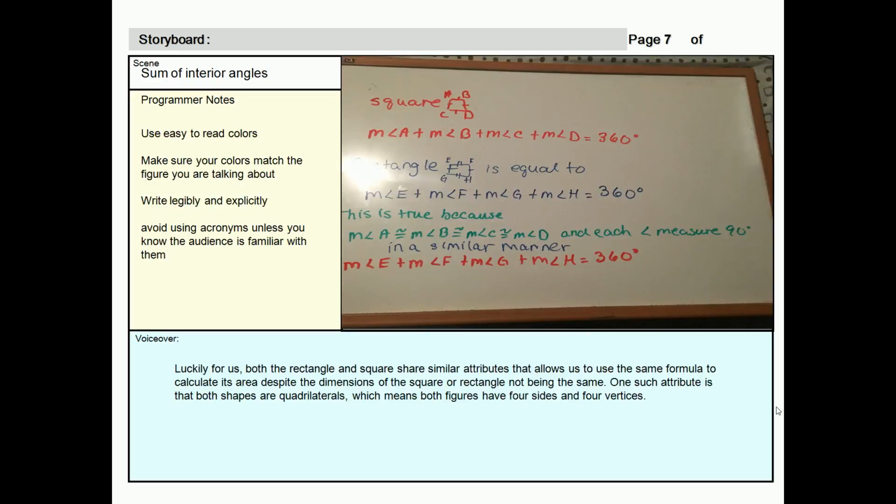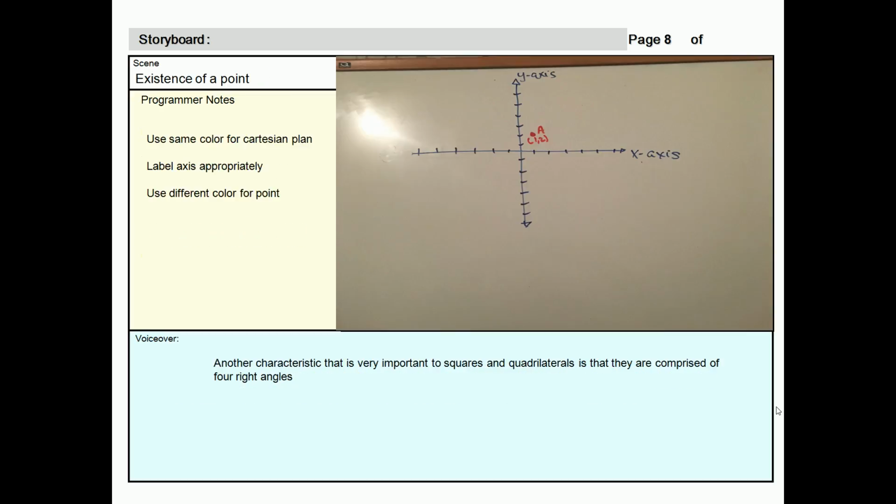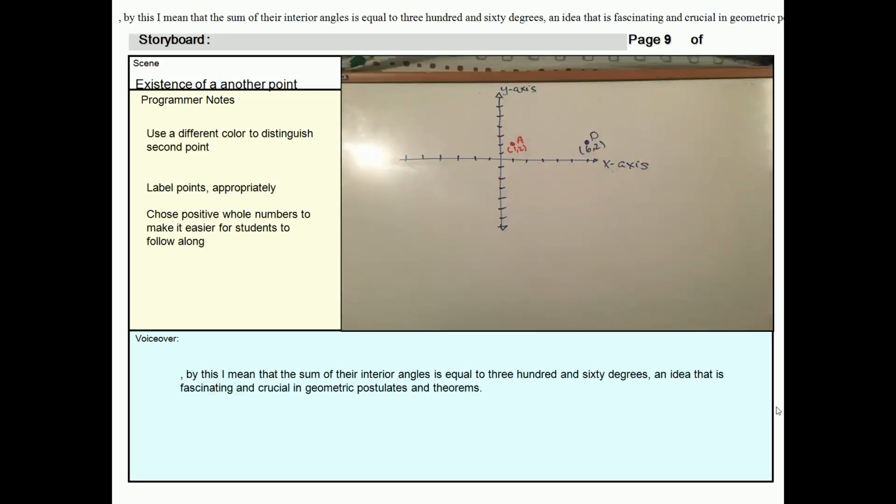Luckily for us, both the rectangle and square share similar attributes that allow us to use the same formula to calculate its area despite the dimensions of the square or rectangle not being the same. One such attribute is that both shapes are quadrilaterals, which means both figures have 4 sides and 4 vertices. Another characteristic that is very important to squares and rectangles is that they are comprised of 4 right angles.